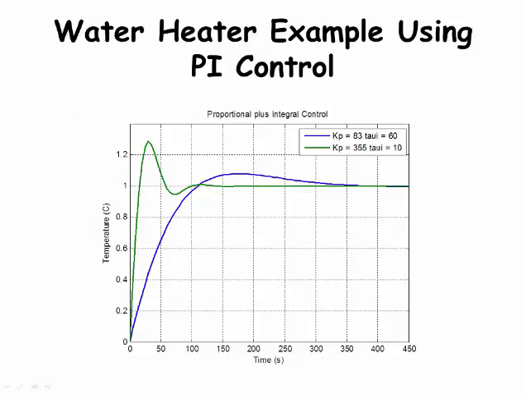Here is a graph of the two responses using PI control and a unit step change. The blue line is the result using Kp equals 83 and tau I equal to 60. We don't get much overshoot, but it takes much longer to get within 5% of the final value, over 300 seconds. The green line is the response we get using Kp equal to 355 and tau I equal to 10. We have a higher overshoot, approximately 25%, which is acceptable for good control, and the response settles down to within 5% of the final value much faster, around 100 seconds. So the Cohn-Kuhn method produced good process control results.